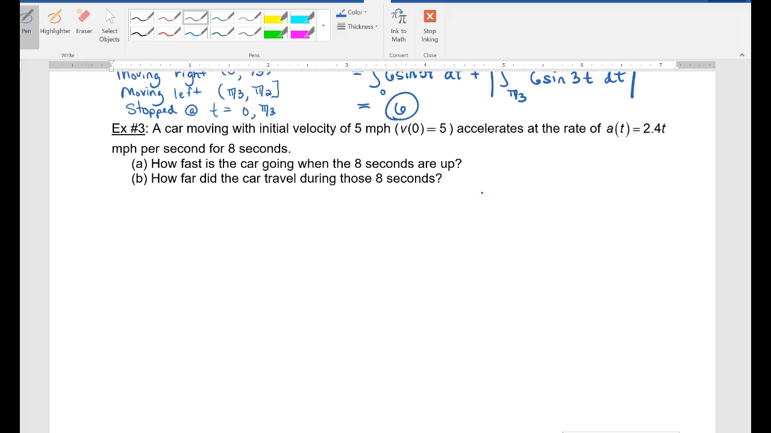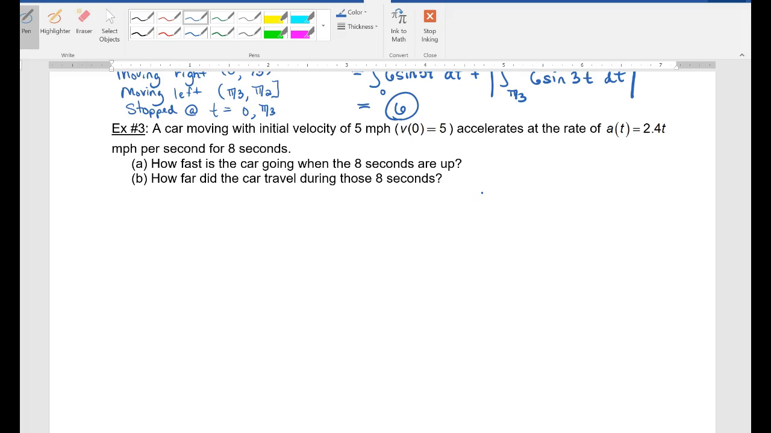Okay. All right, here, example 3. A car is moving with initial velocity 5 miles per hour and accelerates at the rate of 2.4t miles per hour per second for 8 seconds. So how fast is the car going when the 8 seconds are up? Any ideas? What if you just take the acceleration, multiply by the number of seconds, and then add 5?